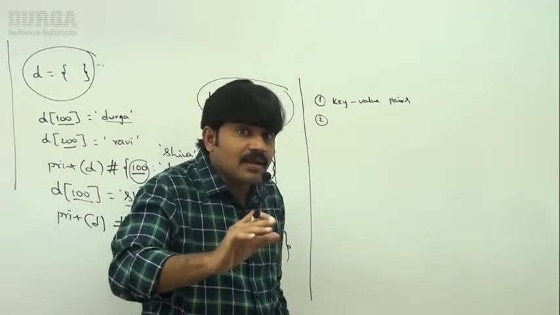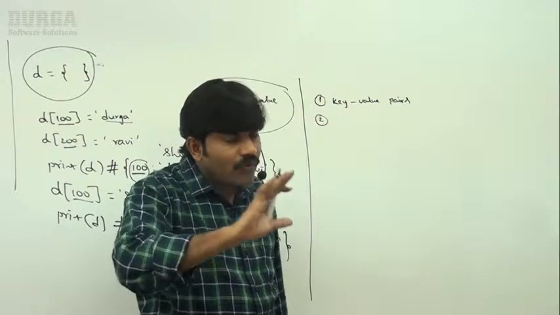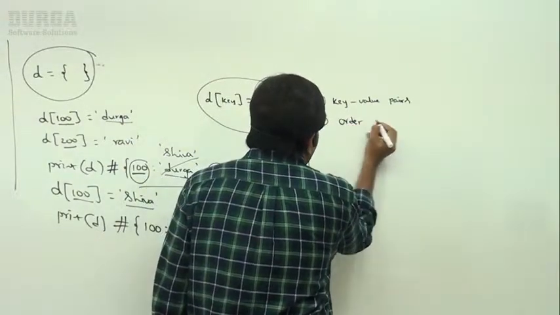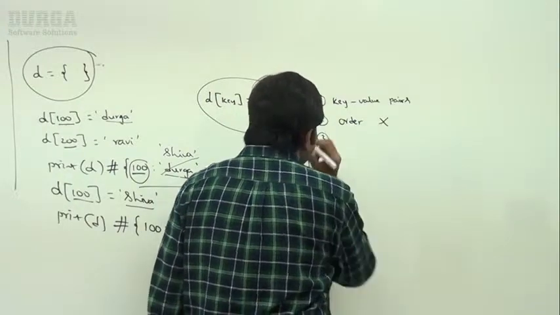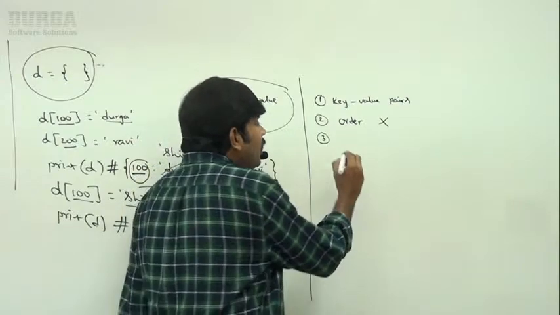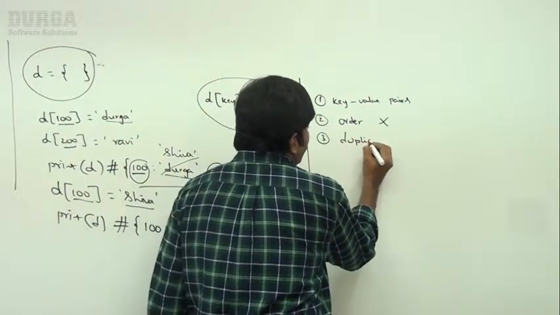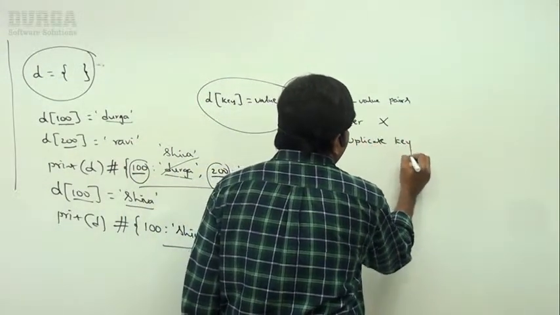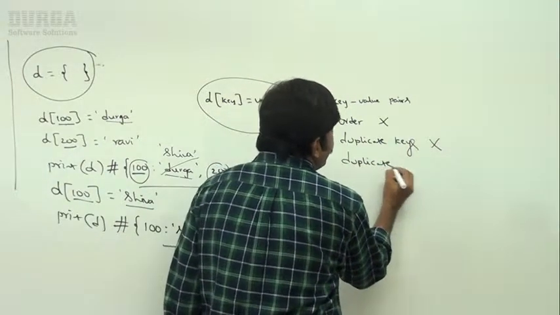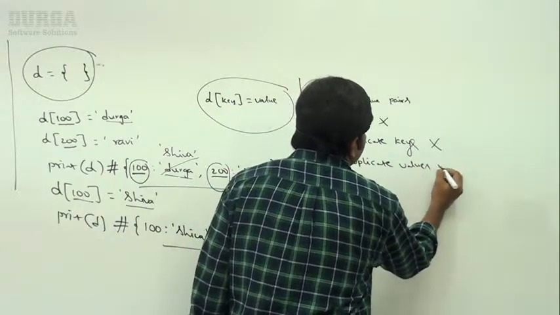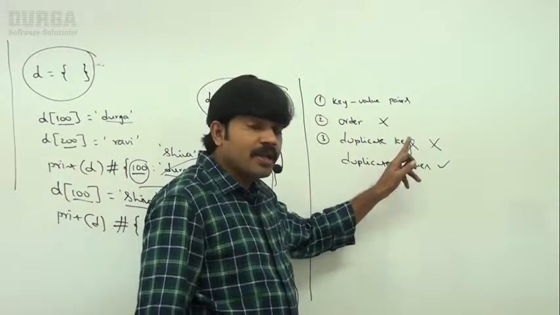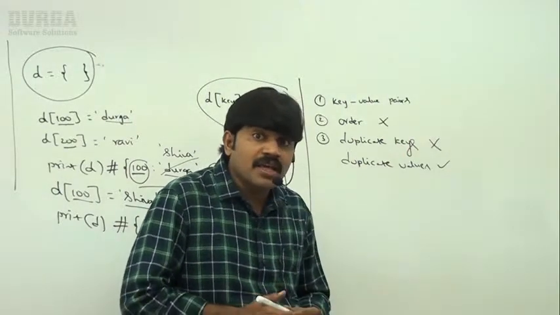Next, will the order be preserved or not? No guarantee at all. Okay, order not applicable. Remember this one. Next, are duplicate keys allowed or not? Duplicate keys, can you please spell out? Allowed or not allowed? Not allowed. But are duplicate values allowed or not? Yes, values you can take. Duplicate values you can take, no problem at all. Duplicate keys are not allowed, but values can be duplicated.